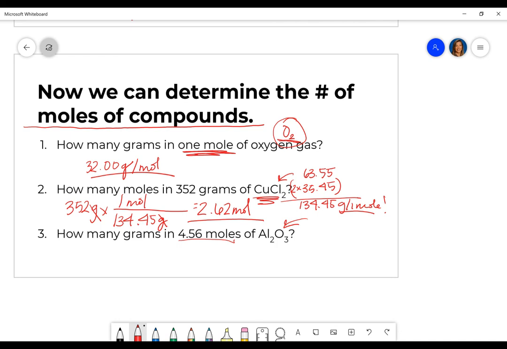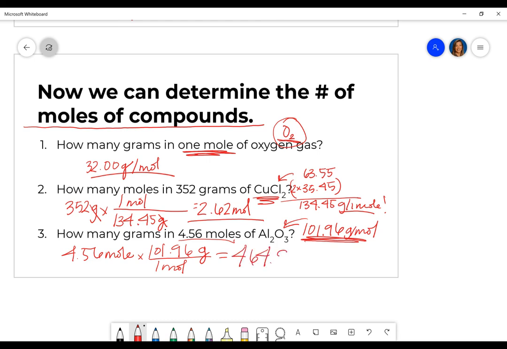Okay, so I got that the mass of this was 101.96 grams for every 1 mole. We're going to start with 4.56 moles. This is how many grams are in 1, so we need to multiply that by 4.56, right? For every 1 mole, we have 101.96 grams, so we're expecting somewhere in the 450 range. So 4.56 multiplied by 101.96, I got 464.94 grams.